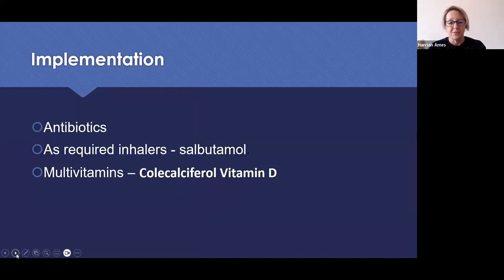So other medications you might see on your chart could obviously be antibiotics if they think there is an underlying infection. So just check for those and check for allergies. There might most probably be some as-required inhalers, so salbutamol or nebulizers.